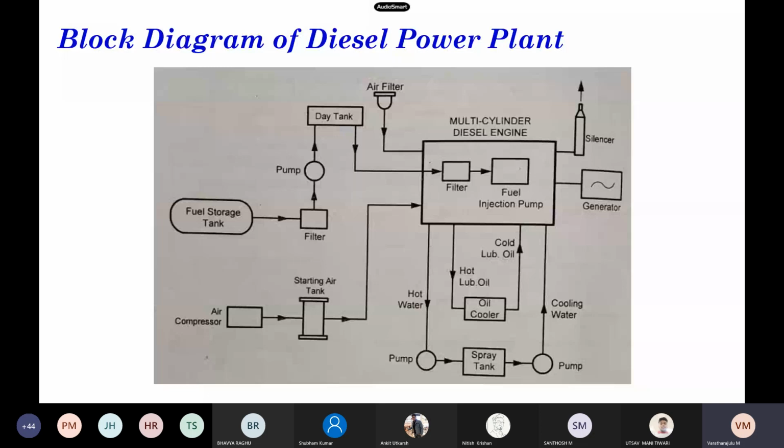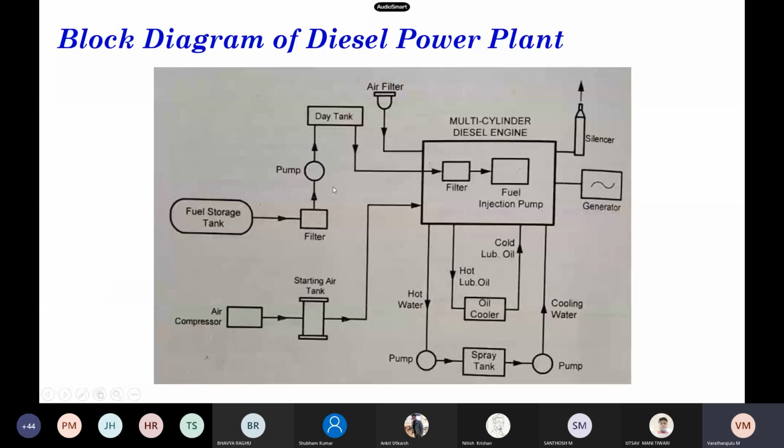And we have the engine starting system. It includes an air compressor and a starting air tank. This circulation system is called the engine starting system. Its purpose is to start the engine from cold by supplying compressed air.